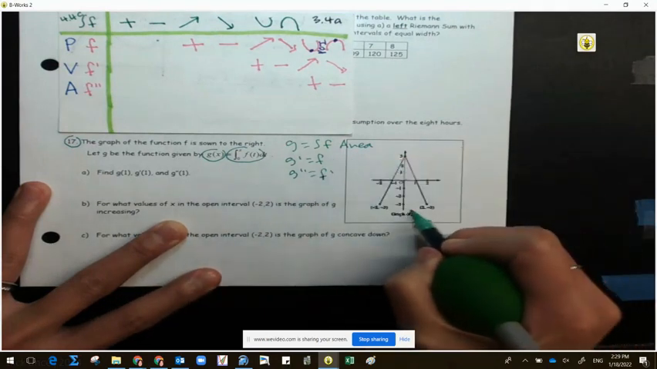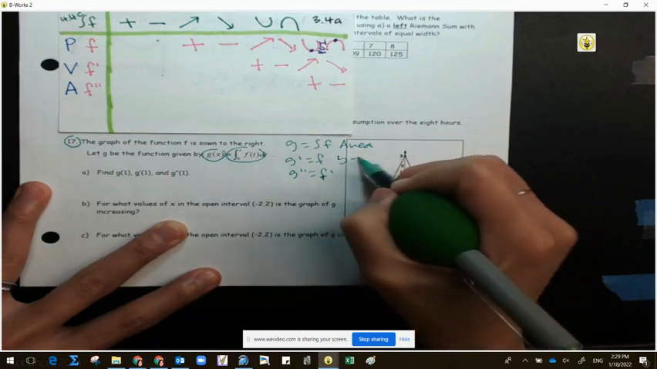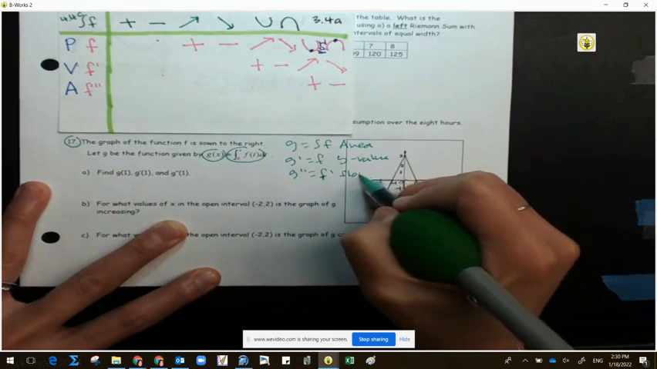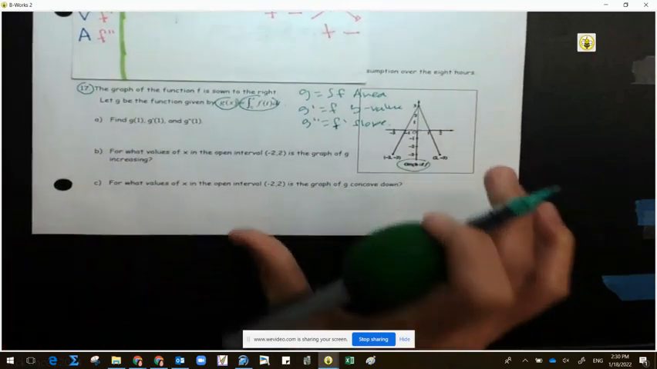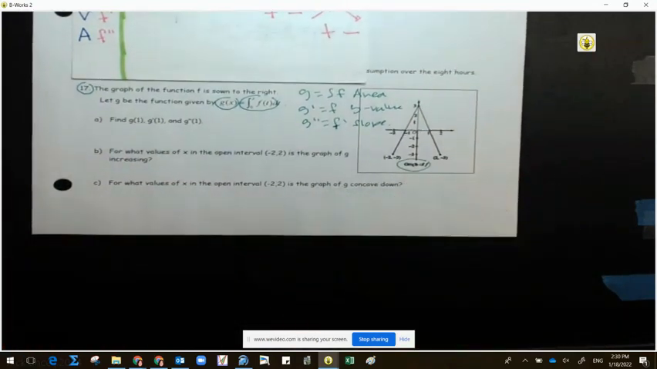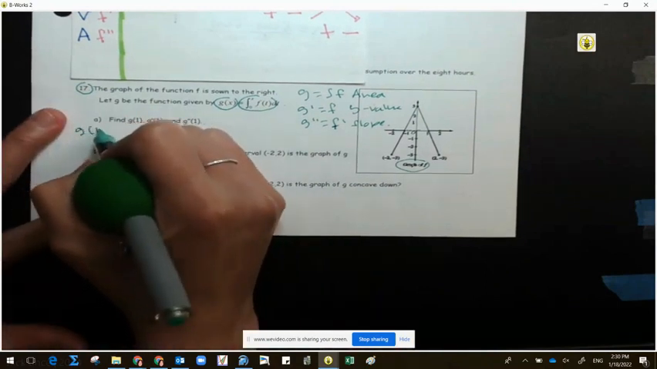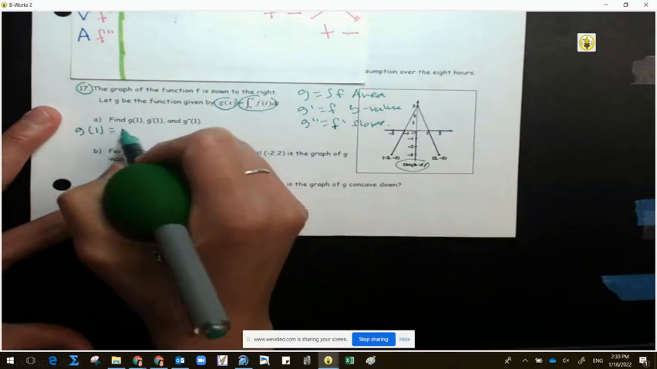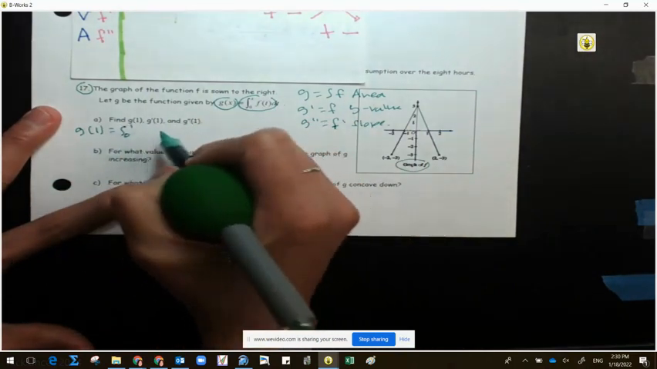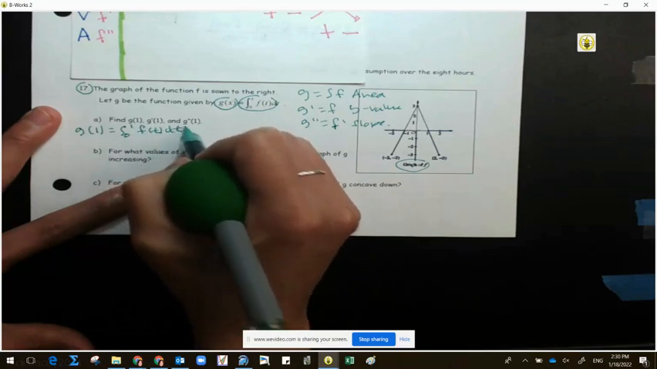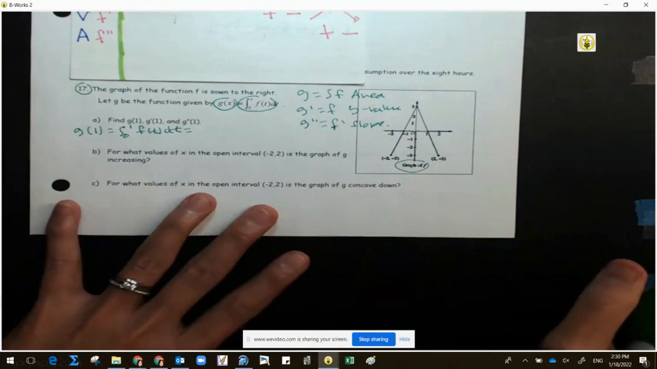The f is the graph given, so that's our y value. F prime must be the slope at that specific point. So given that, let's go ahead and answer our 3 pieces. The first one says g of 1. We know our formula is given, so let's integrate from 0 to 1 of f of t dt.